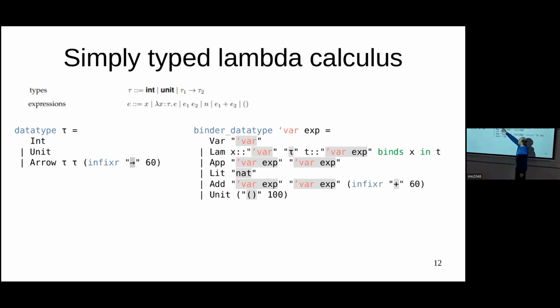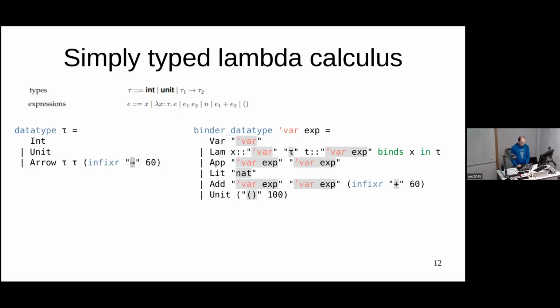So it is either a variable or it's a lambda expression, where this is now explicit. As I said, in the paper people assume you know this, but here it's explicit. So this x, this variable, is now bound in here. And we have application, we have literals, and we have addition, which I can also write as a plus, and this unit constructor. So you see, this is a very one-to-one correspondence.